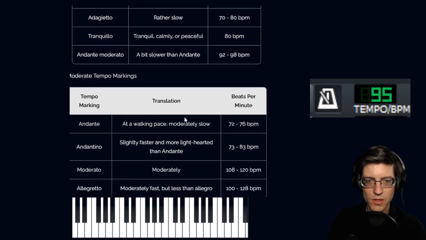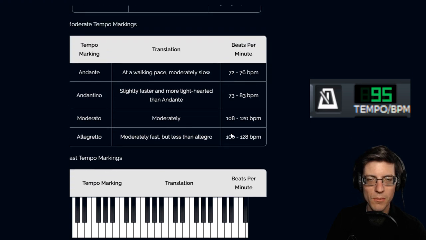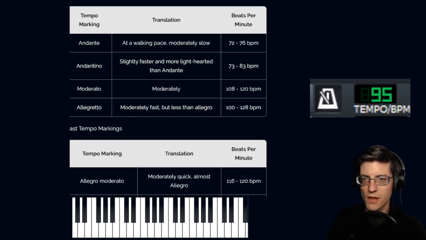And then what's our next one? So then we have moderate tempo markings. This is our 72 to 128 rhythms. So taking a look at andante, once again, andante is a walking pace, moderately slow. So that's right at andante. Good. A little bit faster. 80 would be andantino, slightly faster and more lighthearted than andante.